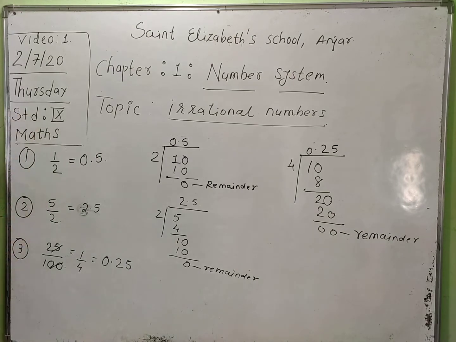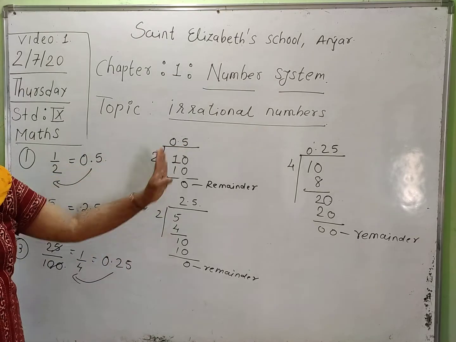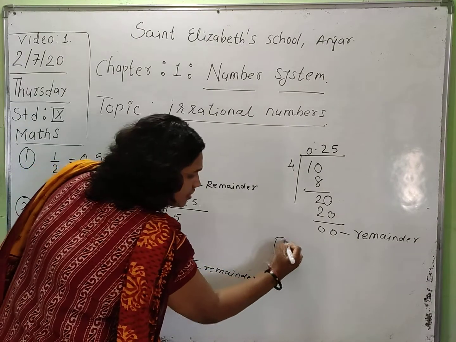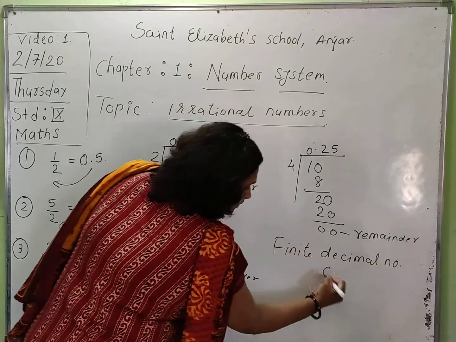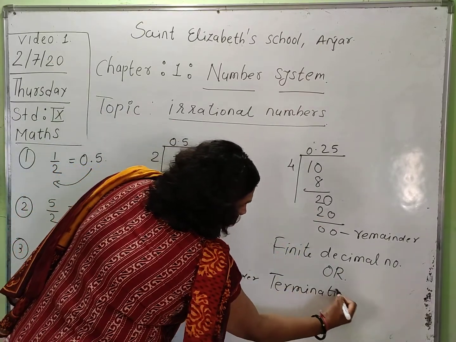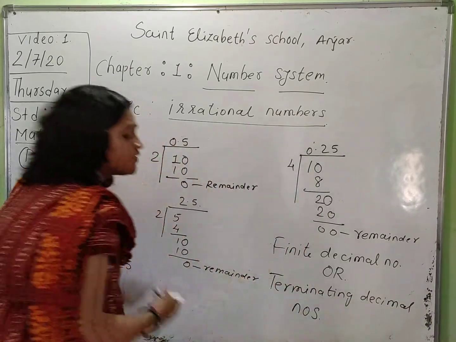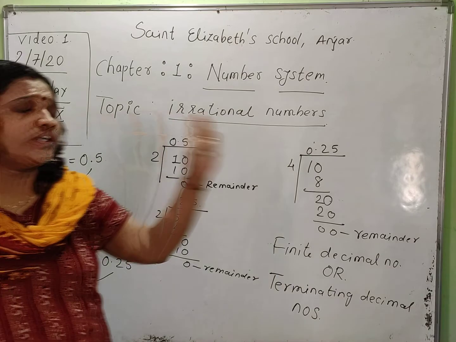So this type of numbers, 1 by 2, 5 by 2, 1 by 4 and such type of numbers, which are finite in decimal, means after some time the division automatically stops. Such numbers are known as finite decimal numbers, or the other name is terminating decimal numbers. Terminating means after some decimals the division stops. So it is a terminating decimal number. It does not continue.